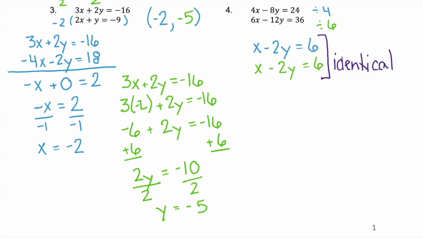And remember what happens when we have identical equations. If we graph them, we end up with the exact same line. And when you have the exact same line for your system, it's infinite solutions. So here we get infinite solutions.